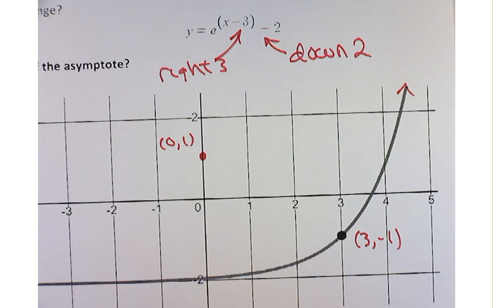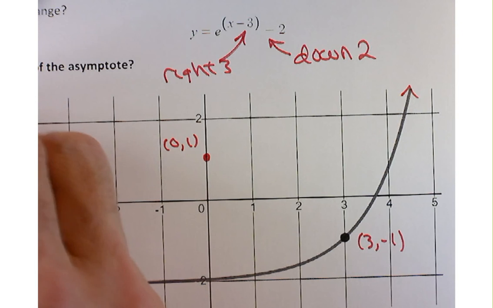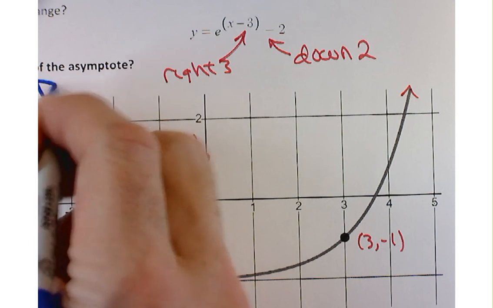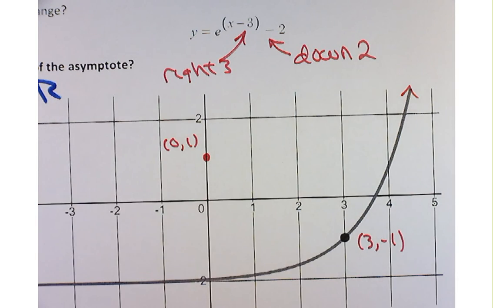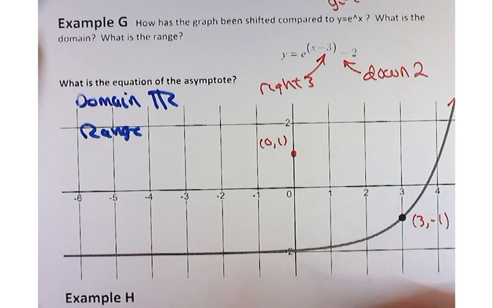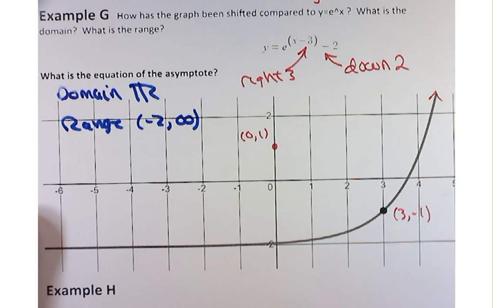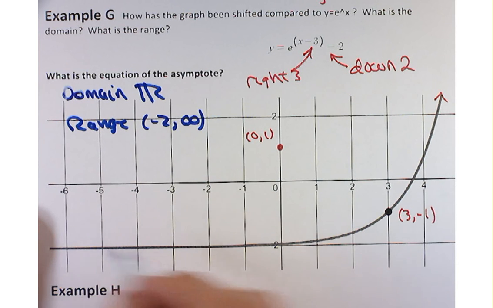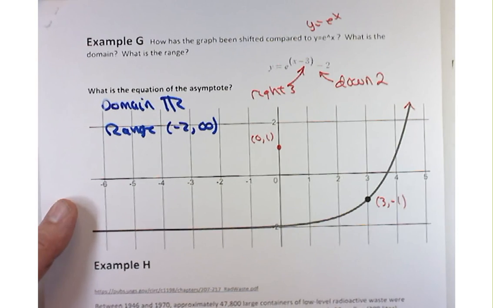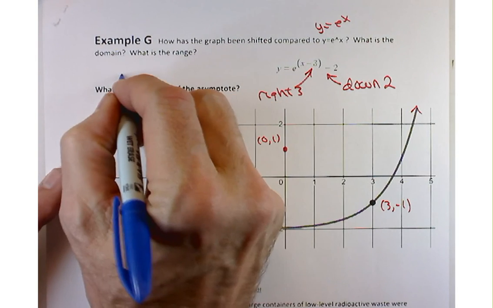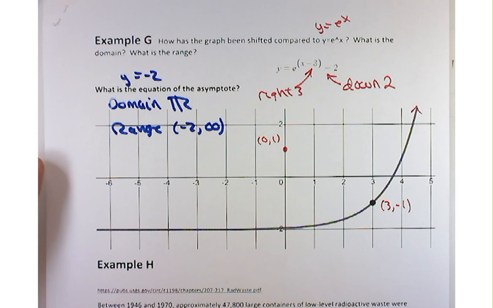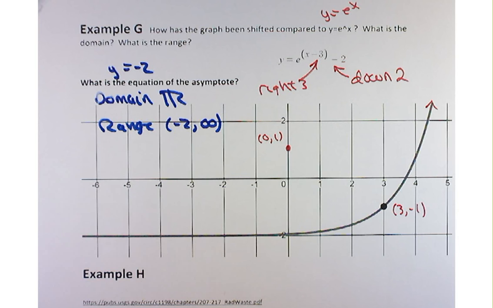And I think you can see the domain and range here. The domain, this is getting kind of monotonous, that's all real numbers. The range here we got to think about a little bit. Range is going to be negative 2 to infinity. And the equation of the asymptote, good question, what's the equation of the asymptote? Nice. Y equals negative 2. Beautiful. Okay.